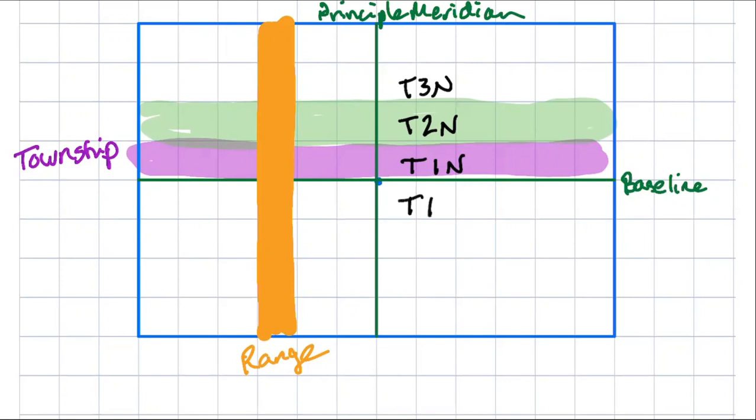This would be Township 1. I'm trying to make that a 1 so you see it. And that is south now. So it's south of the baseline. So this would be T2S, T3S, and so on and so on, however many you would have.